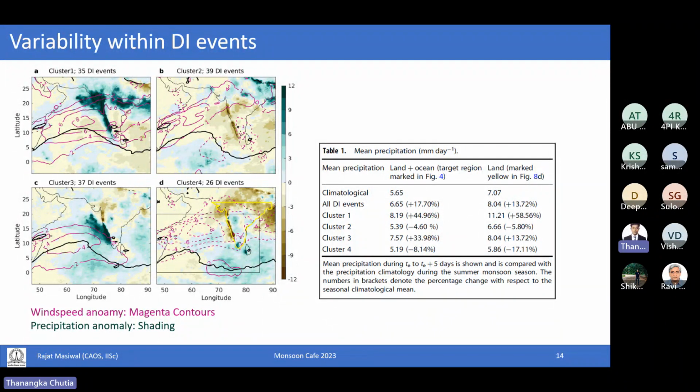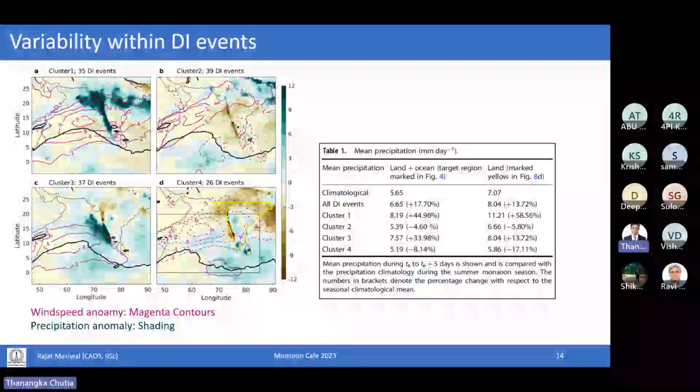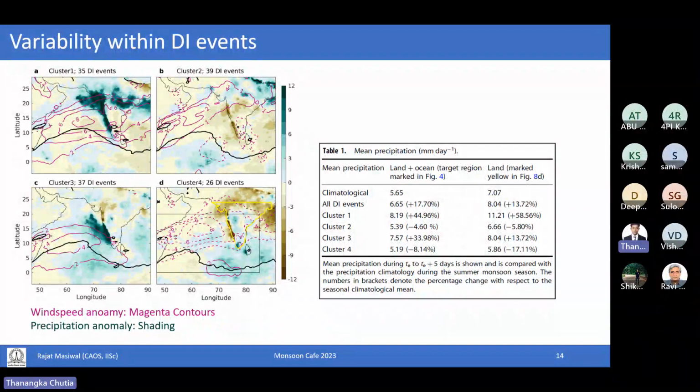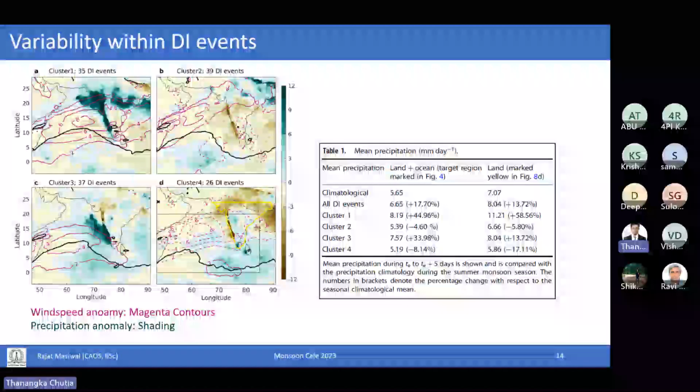So if we look at the quantitative evolution, we can see for cluster 1, you have a 44% increase in the land plus ocean region, so I think this whole box. And for cluster 2, there is a decrease. You can see that there is this dryness here. Whereas for cluster 3, most of the precipitation is confined to the Western Ghat region. And for cluster 4, again, you see this break kind of a situation. So I guess what they claim here is that dry intrusions can have both kinds of effect. They can enhance rainfall, and they can also reduce the rainfall.